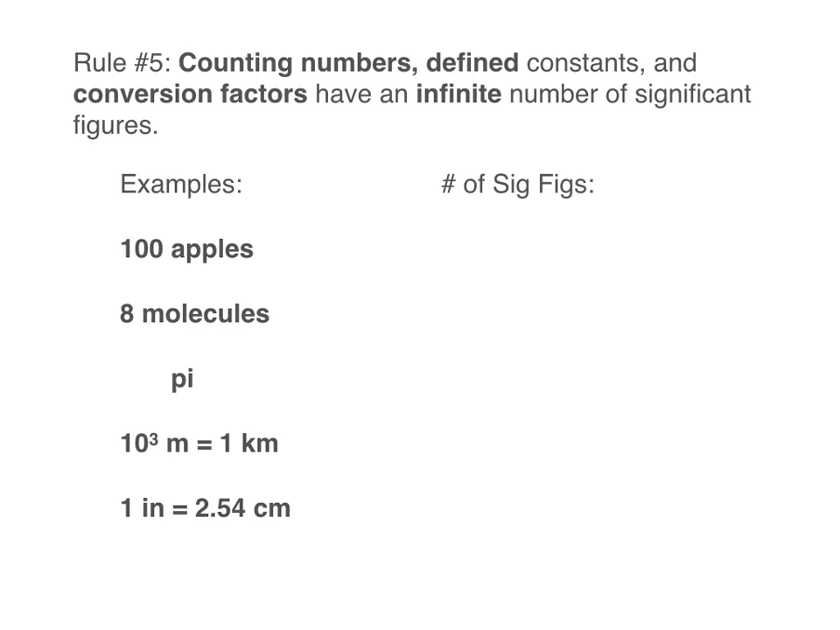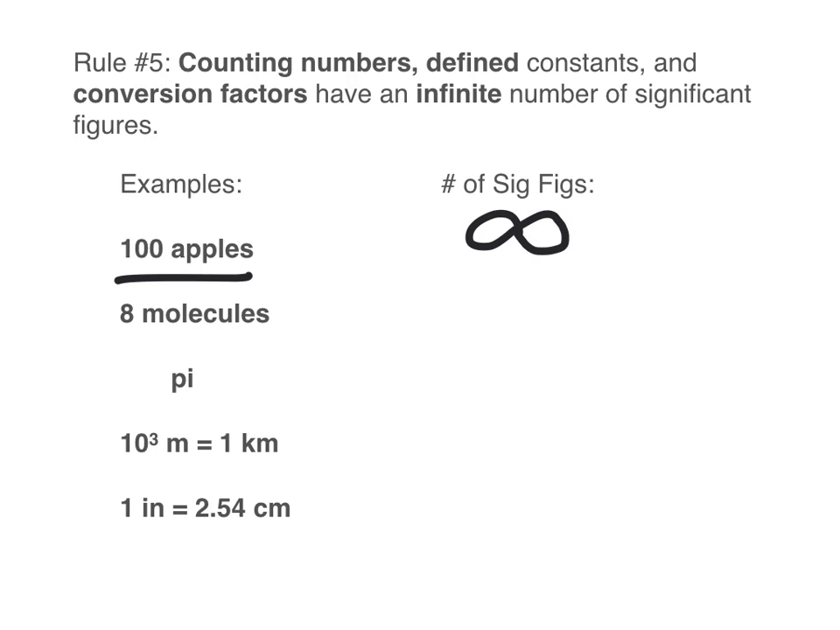Next up, final rule. And this rule is just kind of a bonus rule. It's not really used very often, but if you're doing math with these rules, then it becomes important. Counting numbers, defined constants, and conversion factors have an infinite number of significant figures. Now you might think that seems weird. Okay, here's the reason why. 100 apples, I can count 100 apples. I can physically count them. They have as many significant figures as I want. They have an infinite amount of significant figures.